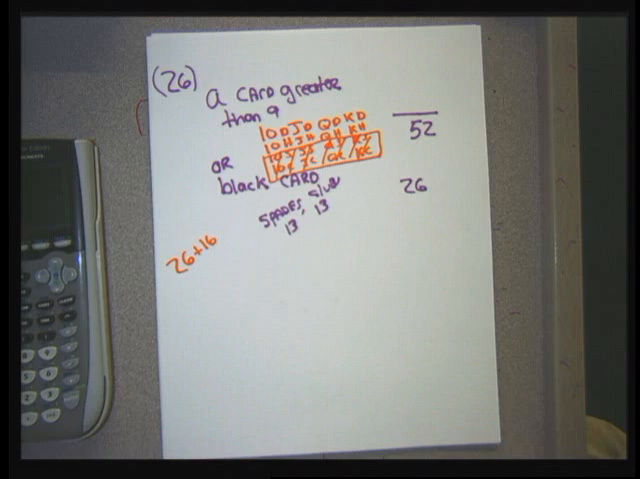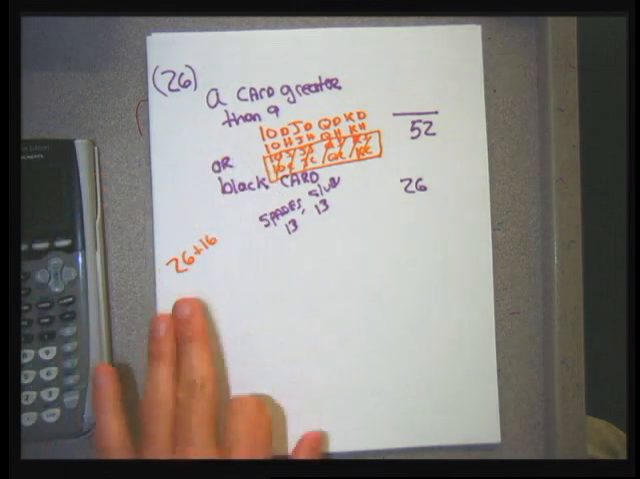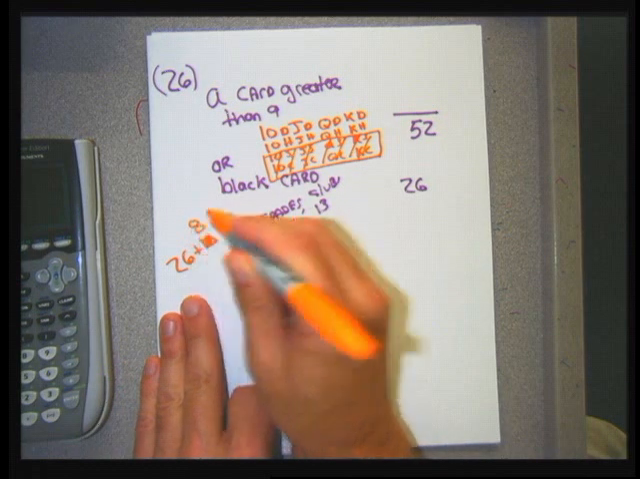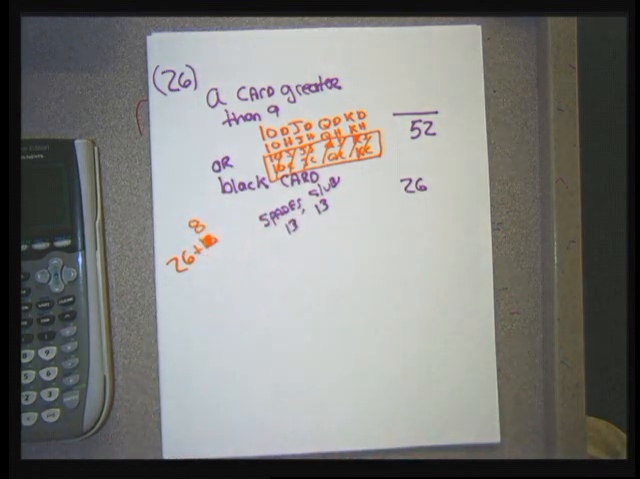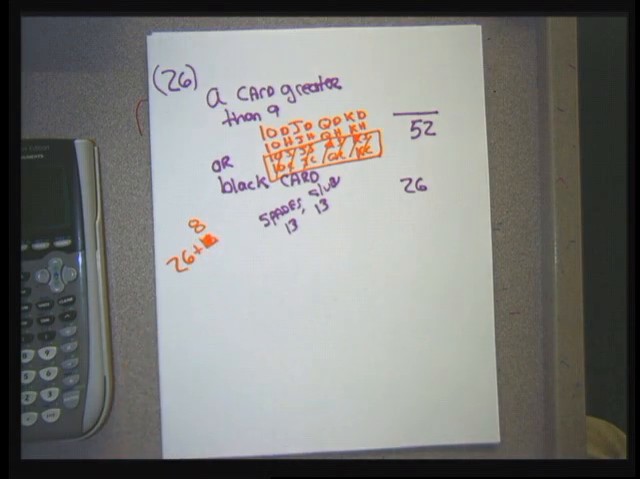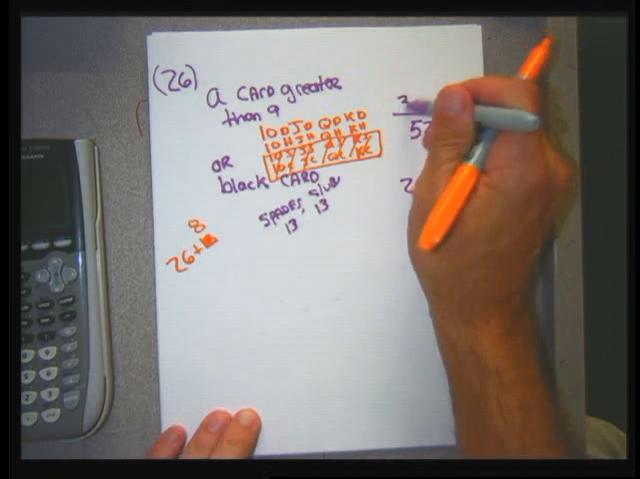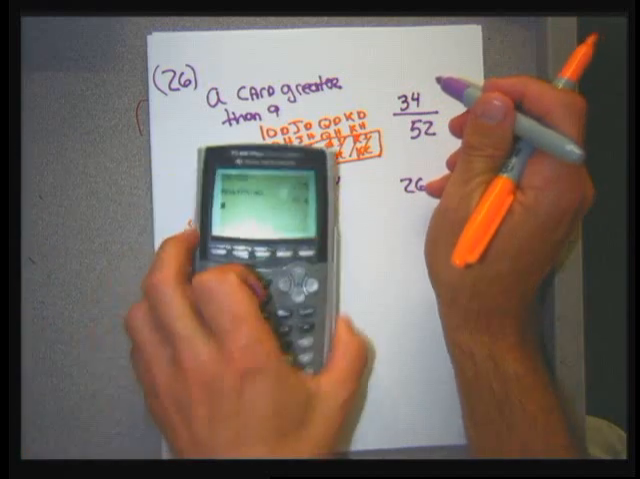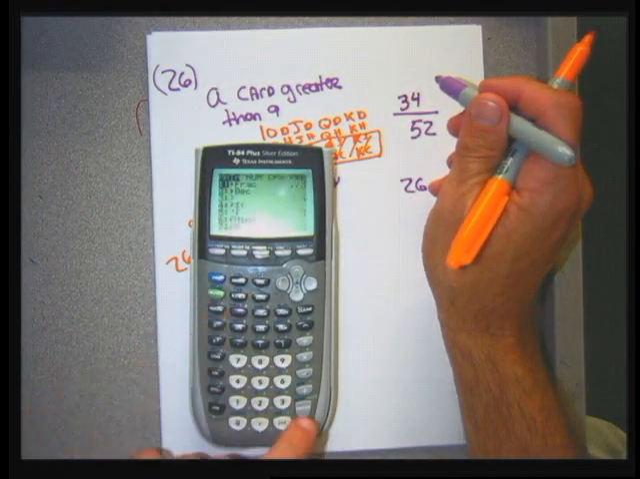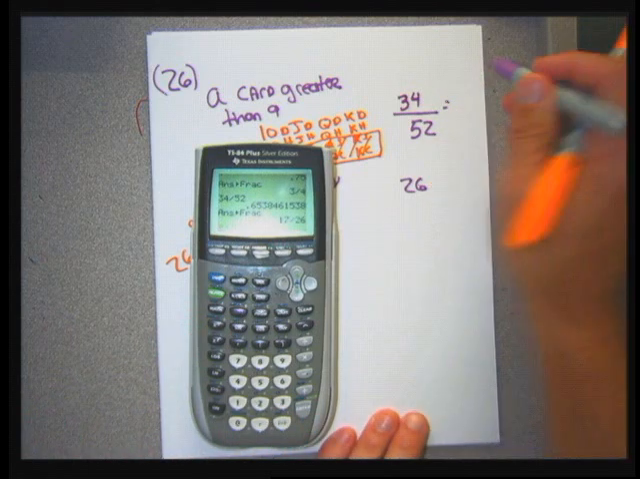So for the cards greater than 9, although there are 16 of them, 8 of them are already considered in the spades and the clubs. I'm just going to consider the 8 additional cards that I haven't already counted. So there's the 26 black cards and the rest of the cards that are greater than 9 that are red. And 26 and 8 is going to give me 34. So this fraction would be 34 over 52, and I'll reduce this. 34 divided by 52 equals, math, enter, enter, and I get 17/26.